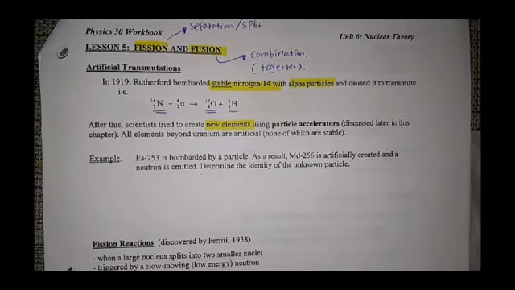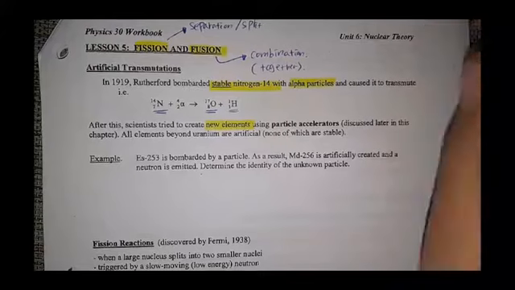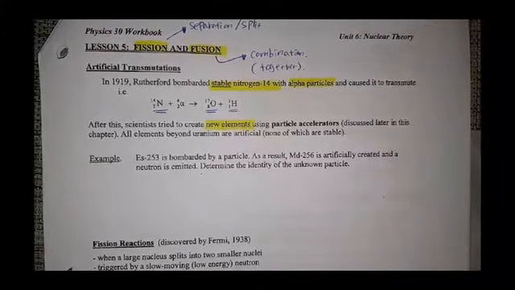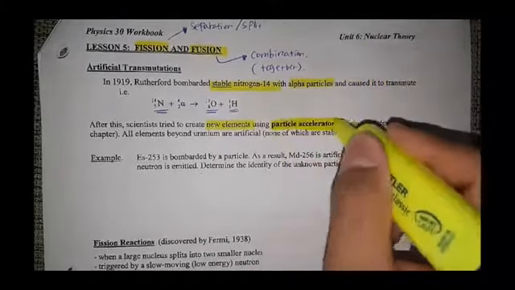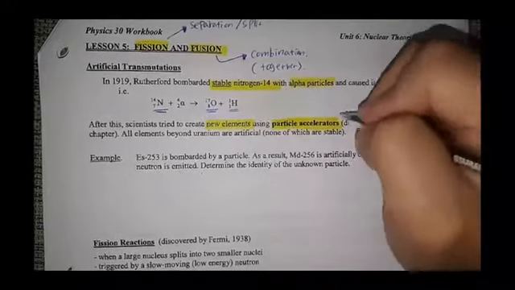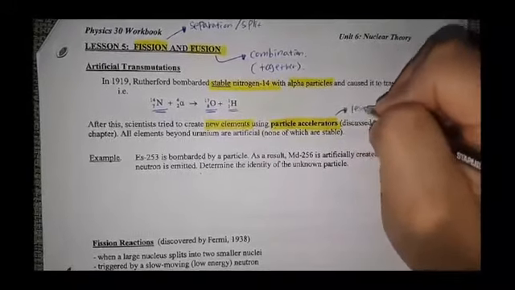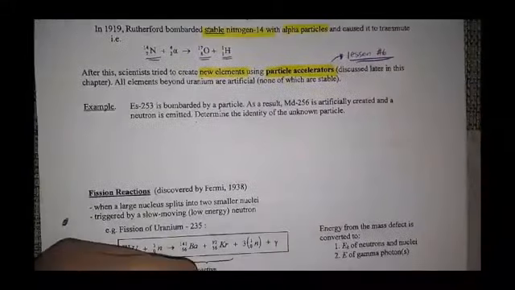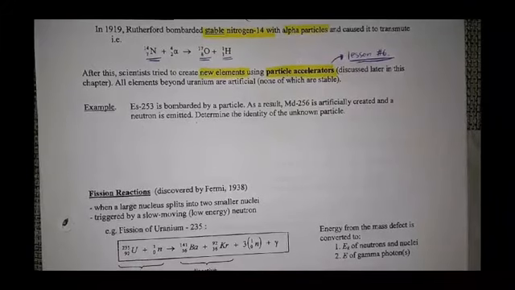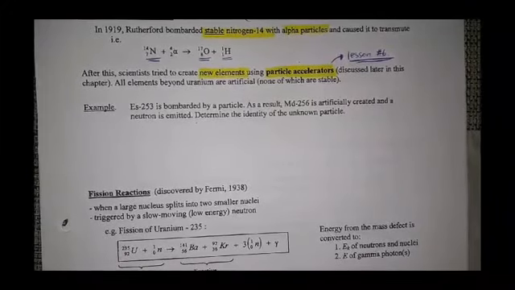So creating new elements, how can we make that happen? First of all, we need very, very high kinetic energy to make the bombardment happen. So you need to use a particle accelerator, which you're going to see in lesson number 6 of this booklet. And all elements beyond uranium are artificial, like I mentioned, and none of them are stable. Uranium stays for a long time, but the ones after it last about several seconds.